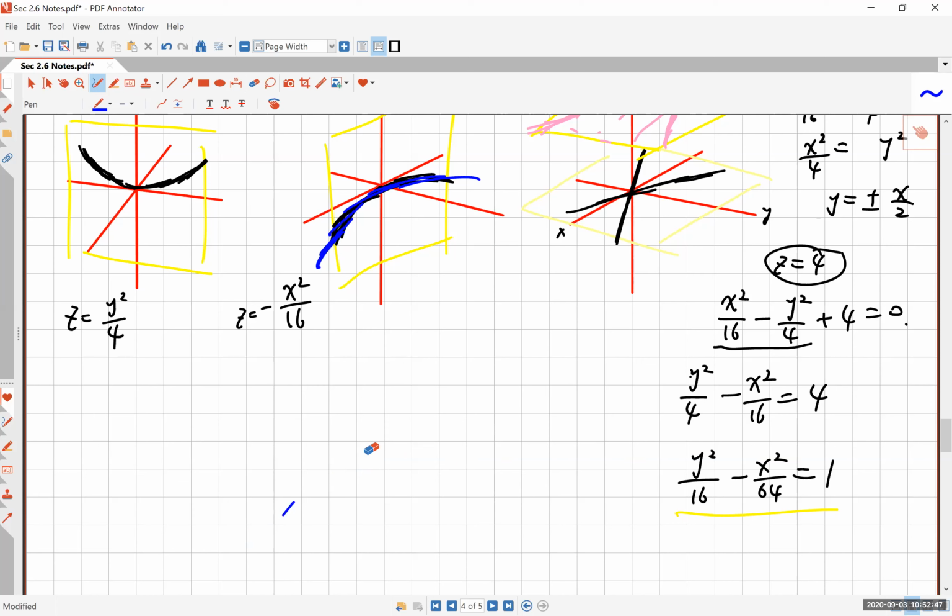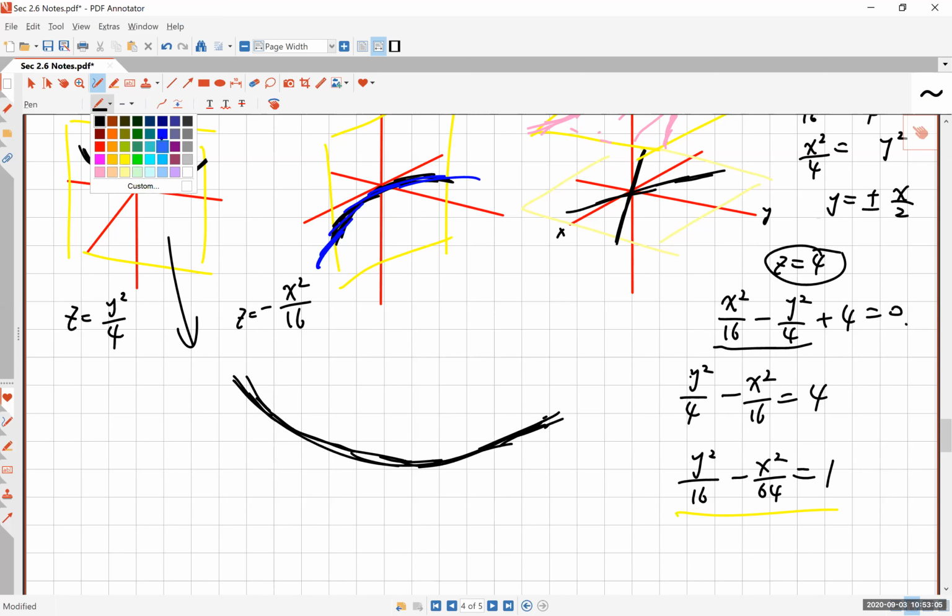Okay, maybe I will use this other one, black, as my base curve here, right? So I'm going to use this as my base curve here, right? So this is my wide parabola that opens up. What you saw in blue is basically this, okay?